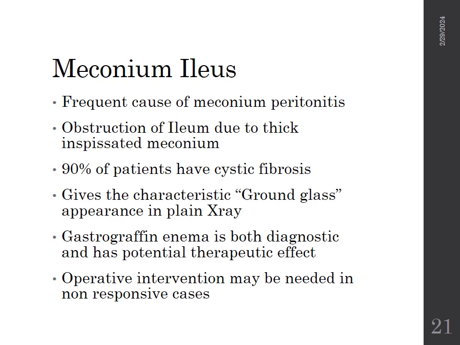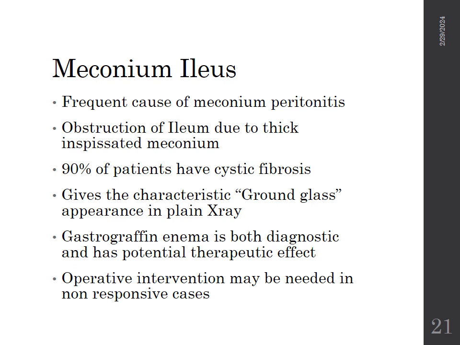How about meconium ileus? Meconium ileus is when we have an obstruction of the ileum due to thick inspissated meconium. And meconium ileus is a very frequent cause of meconium peritonitis, because when there's obstruction due to the thick inspissated meconium, the intestine may perforate and meconium will leak into the peritoneum, and this leads to peritonitis.